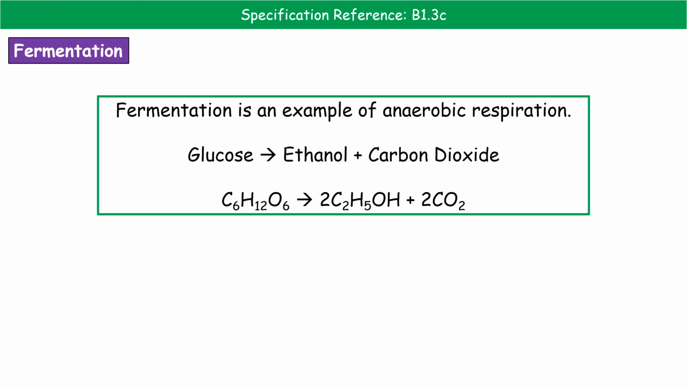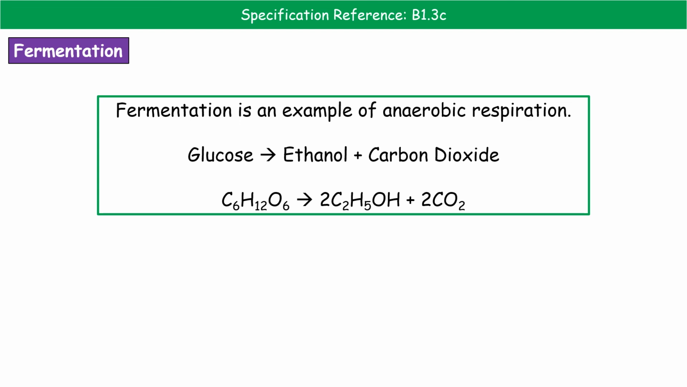Another type of anaerobic respiration is fermentation. We will touch on this again in Unit 6 of Chemistry, but fermentation is anaerobic respiration. So we take glucose and then it's going to be changed into ethanol, which is an alcohol, and carbon dioxide. And again, the balanced symbol equation is at the bottom there.